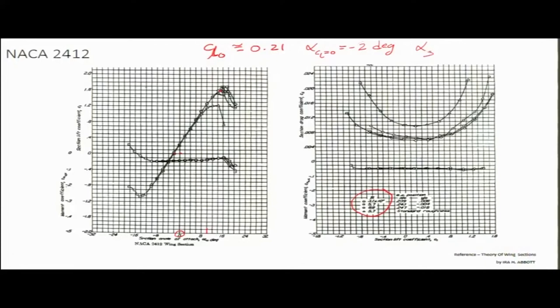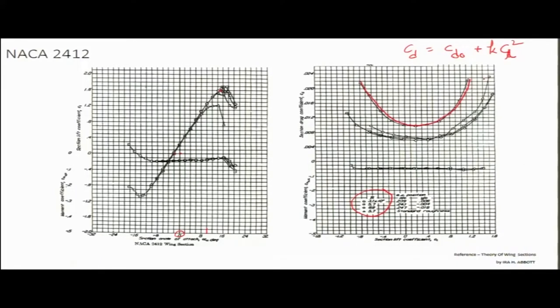Alpha stall is approximately 15 degrees, and the corresponding value of CL is 1.6. So, CL 2D max is 1.6. CD is equal to CD naught plus K CL square, right. Now, this particular plot represents the variation of CD with CL.